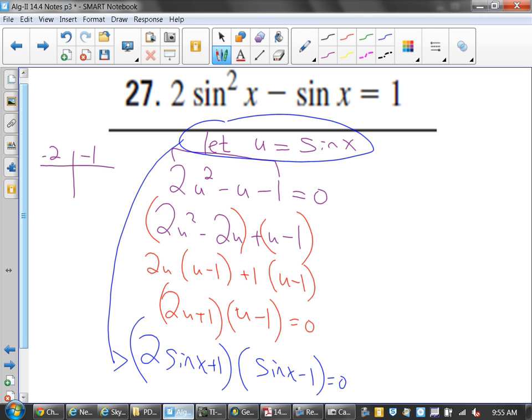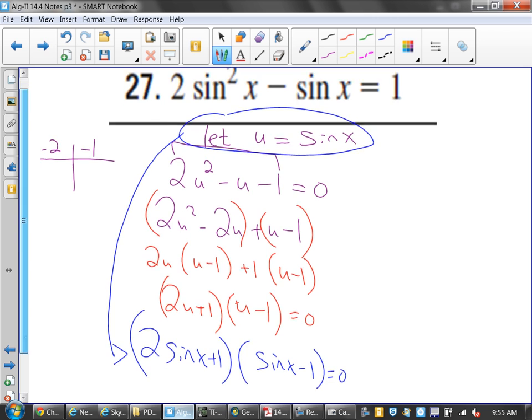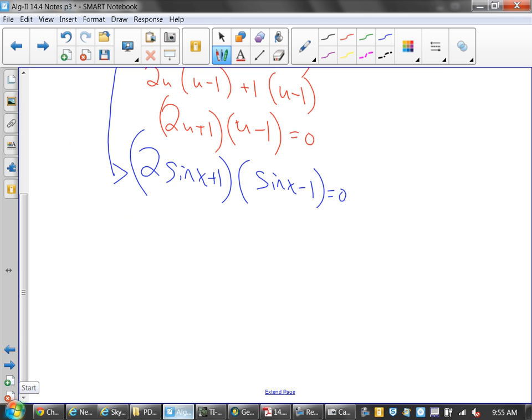All right. So now you have your 2 terms, set them both equal to 0. I have sine of x is going to equal negative 1/2, and sine of x is equal to 1. Okay. What triangle is going to get me to the negative 1/2 for sine? The 30/60. Which angle is it?